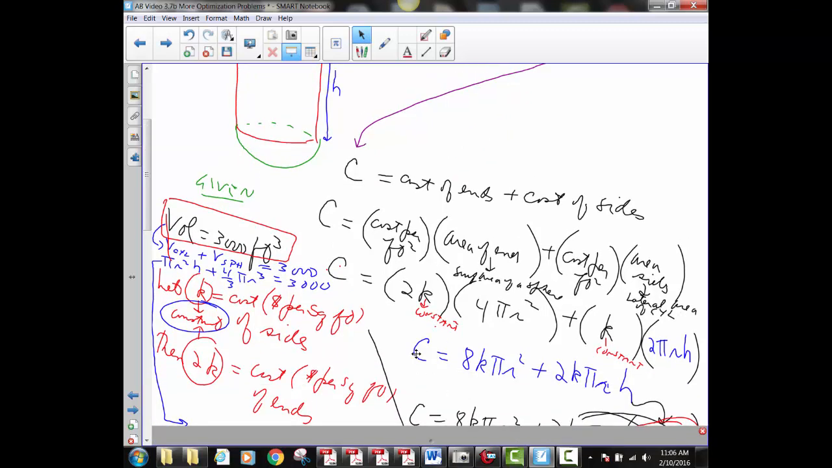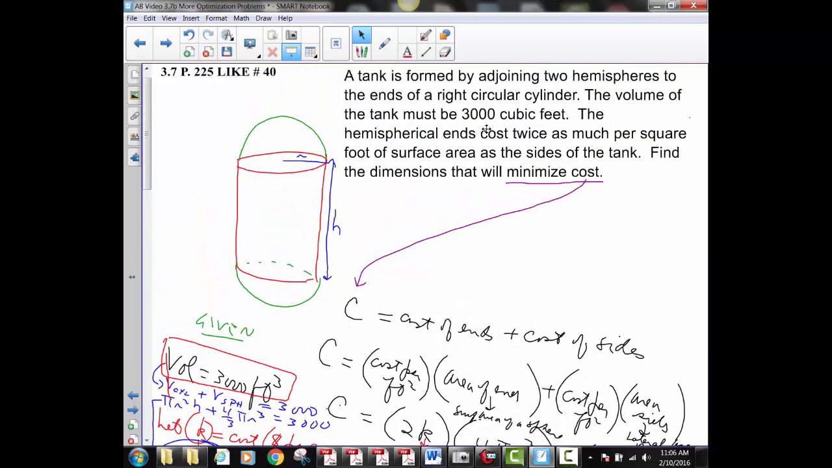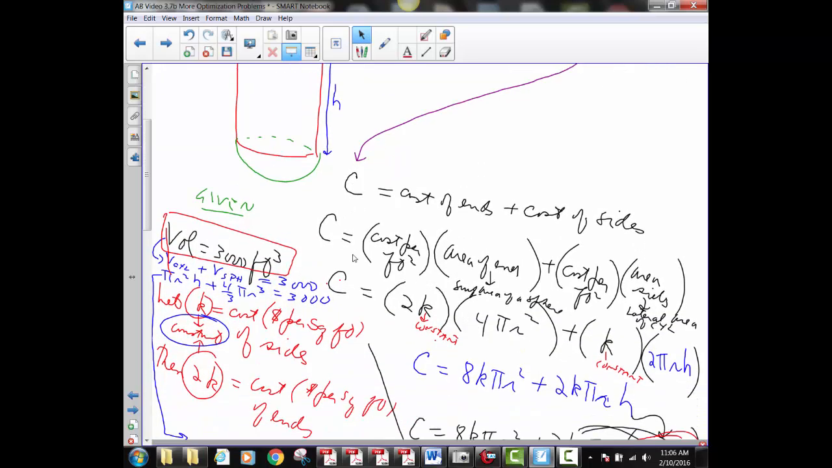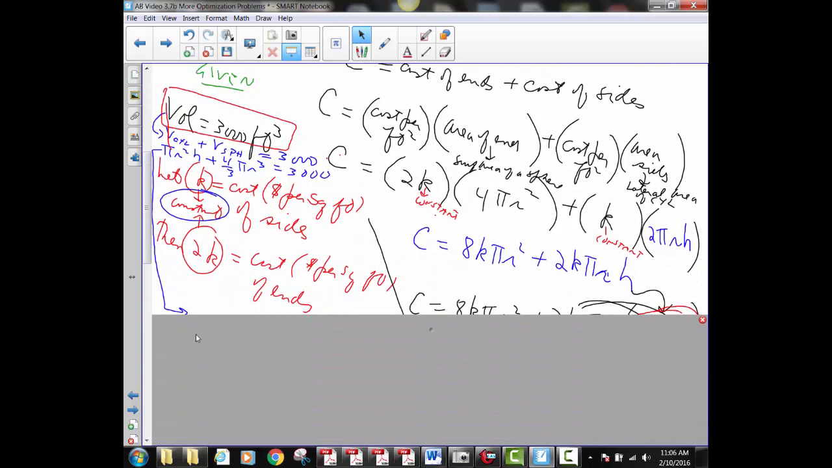Unfortunately, too many variables: C, r, and h. So we need to isolate one of those. Now keep in mind K is a constant. The reason they told us that the tank has to have a volume of 3,000 cubic feet is because that'll give us a relationship between r and h, and I'll be able to replace that. So the volume of the whole thing is the volume of the cylinder plus the volume of the sphere. That has to equal 3,000. Volume of the cylinder, pi r squared h, plus volume of the sphere, 4/3 pi r cubed.